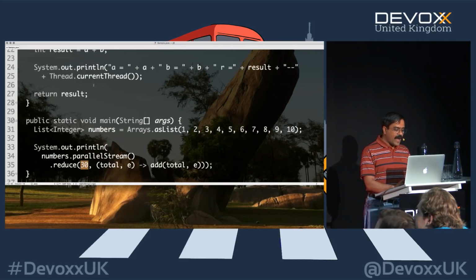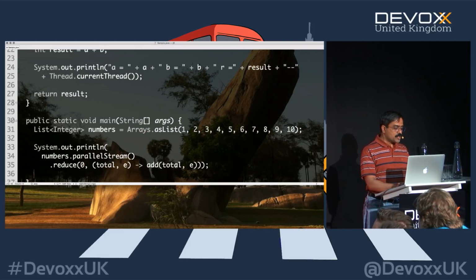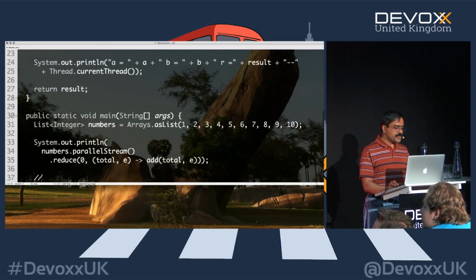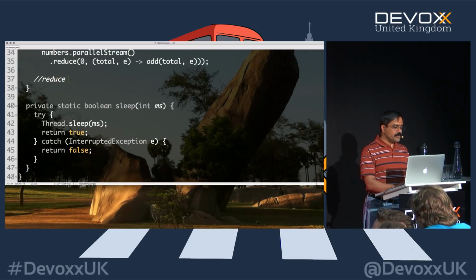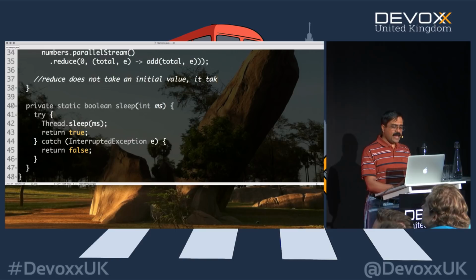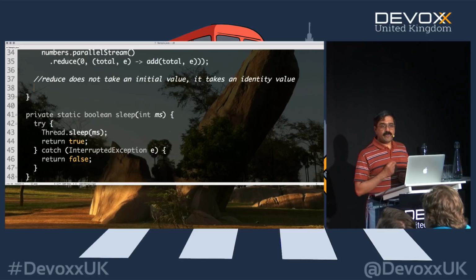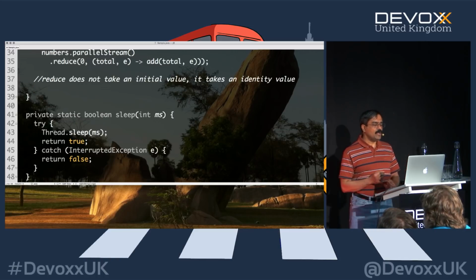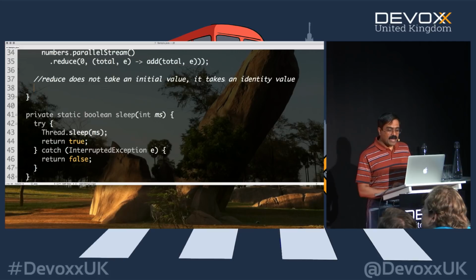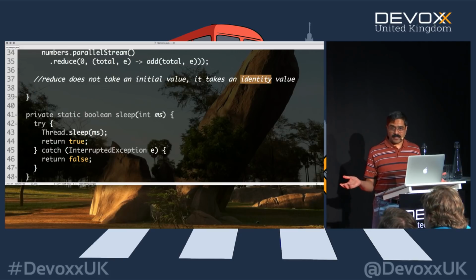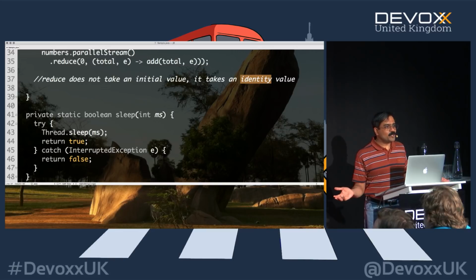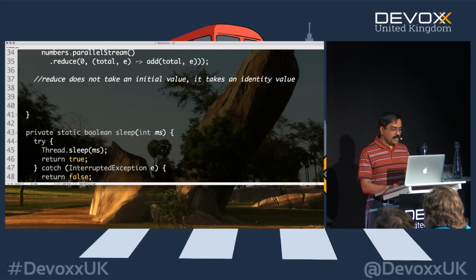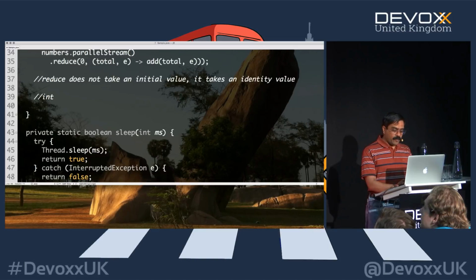So what is this value that you pass right here? In other words, we need to understand a few things. Reduce does not take an initial value. It takes what is called an identity value. So it's very important for us to understand what we are working with. So this is called an identity value. I don't have a clue what that means. It depends on your model, your domain, your application. I know that for integers and for plus, the identity is 0.